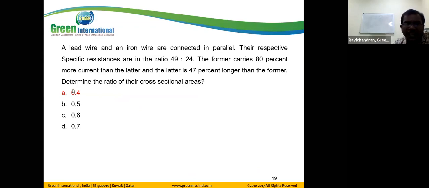They didn't determine the ratio of the lead wire and iron wire. They didn't ask the question like this. So we have two different answers. One is 0.4 or 1 by 0.4.